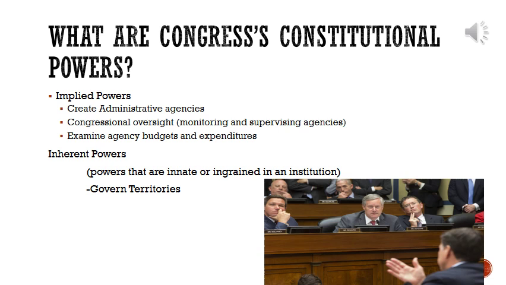Inherent powers. These are powers that are innate or ingrained in an institution. So this is basically powers that any government has in the entire world. So you can pick any country, and they're going to have inherent powers. So like governed territories. That is going to be an inherent power. If the United States wants to expand, like if we want to bring Puerto Rico into the Union, Congress would have to go along and sign off on that.